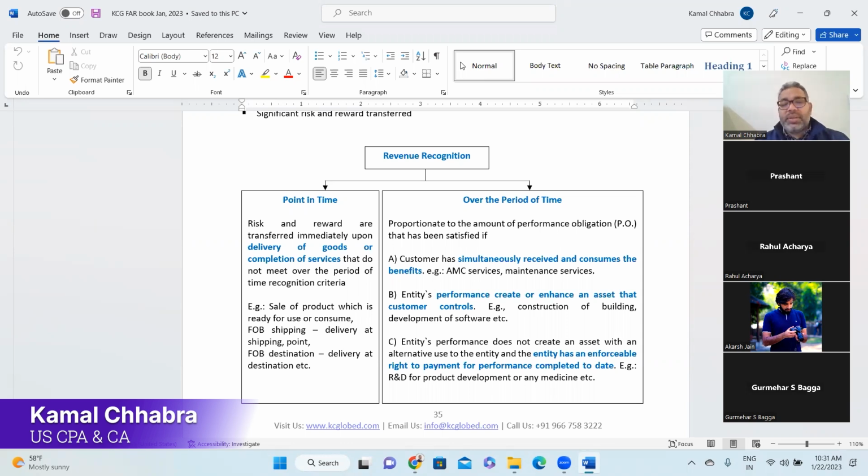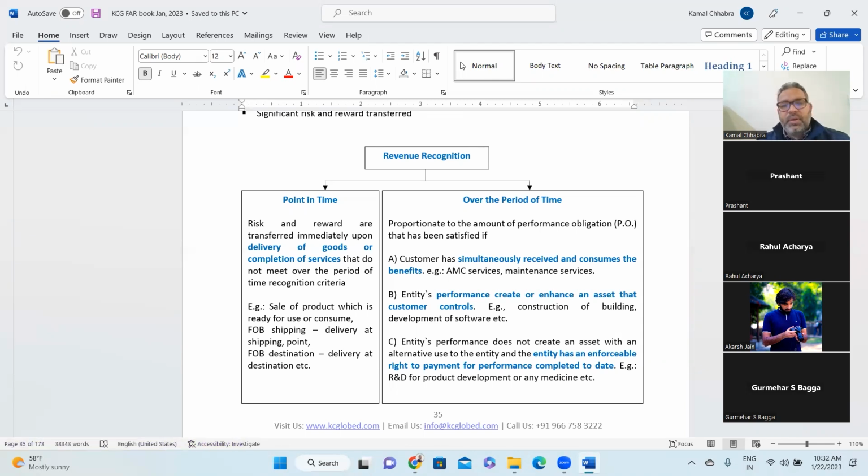The right hand side of the box is proportionate to the amount of performance obligation that has been satisfied if a customer is simultaneously receiving and consuming the benefit. For example, let's say you have taken a laptop, right? And you are using AMC service for the laptop. Or maybe you have an office with, let's say, 10 computers, and you are taking AMC service. So you are using AMC service over the period of time, but you do not know when it will actually be required.